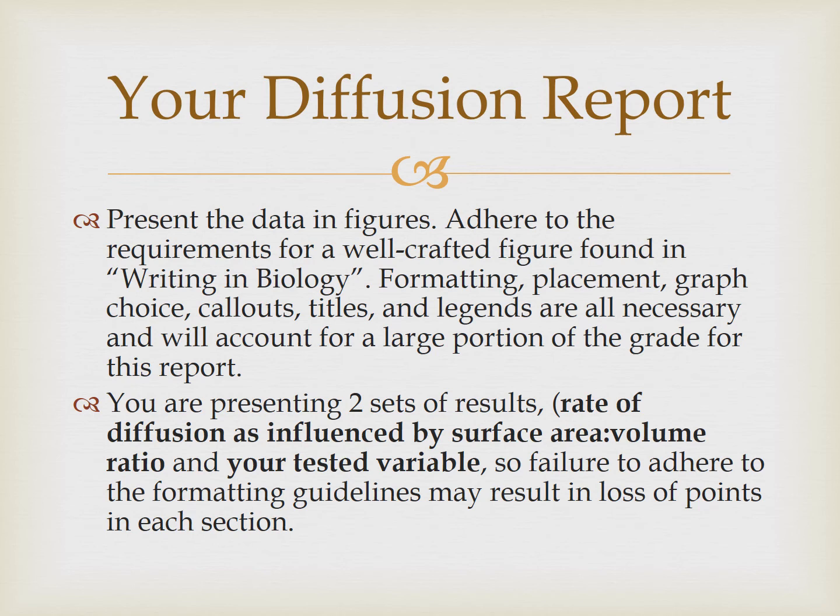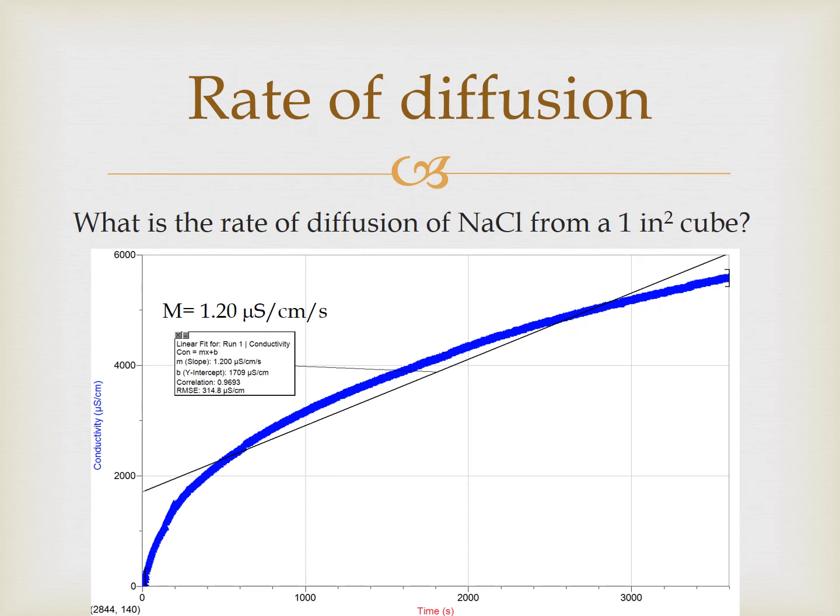are all going to be graded and are going to make up a large portion of the grade for this report. Also remember, you're presenting two separate sets of results here because you looked at the rate of diffusion in relation to surface area to volume ratio. Those are the three experiments at the beginning of lab. You're also looking at how the rate of diffusion changes based on your tested variable. If you fail to adhere to the formatting guidelines, then you're likely to lose points in both sets of results, which would be unfortunate. So what does all this look like for the diffusion lab?